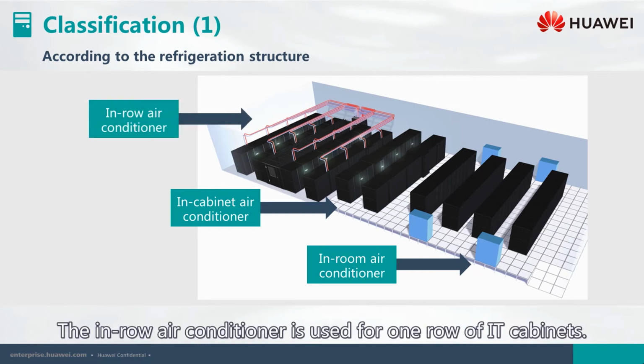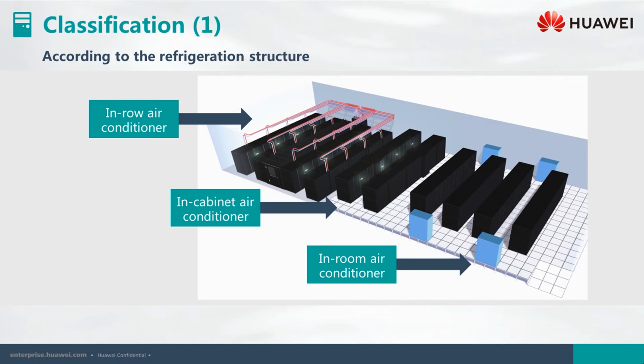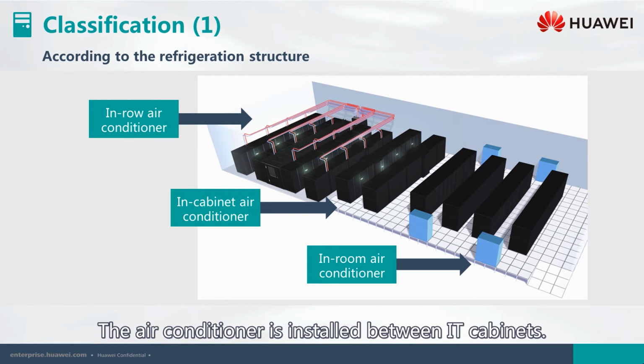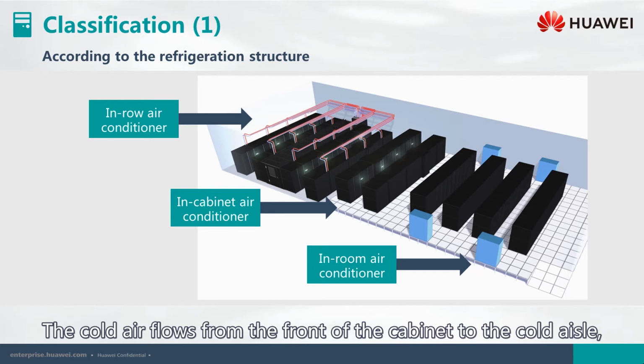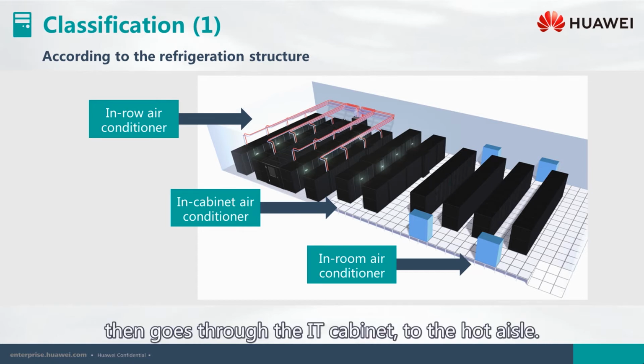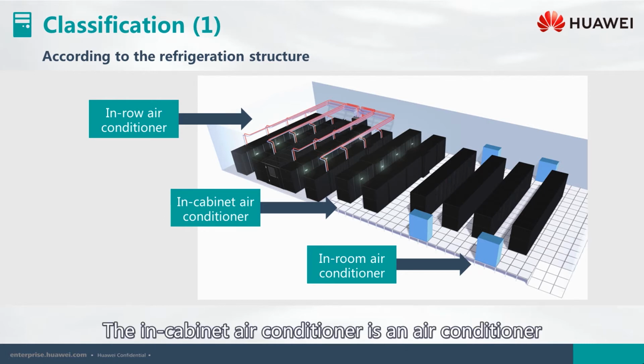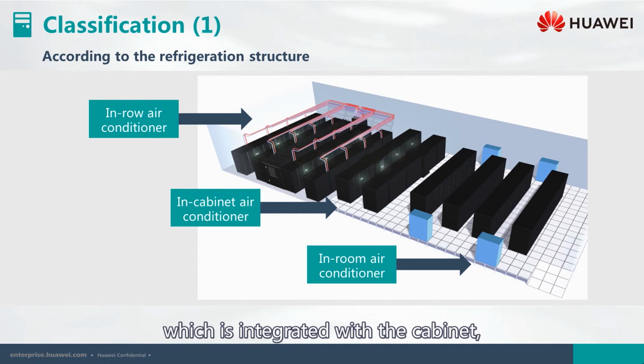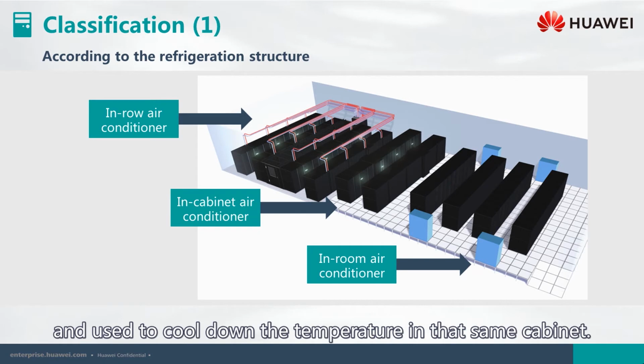The in-row air conditioner is used for one row of IT cabinets. The air conditioner is installed between IT cabinets. The cold air flows from the front of the cabinet to the cold aisle, cooling the temperature of the cold aisle. Then it goes through the IT cabinet to the hot aisle. The in-cabinet air conditioner is an air conditioner which is integrated with the cabinet. It's installed in a cabinet and used to cool down the temperature in that same cabinet.